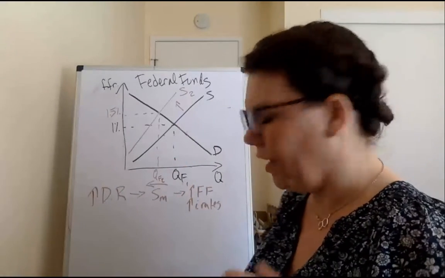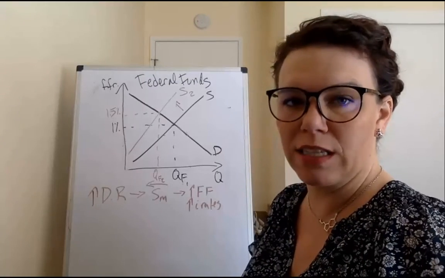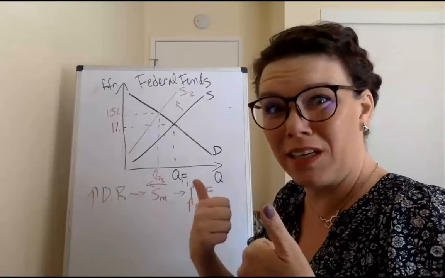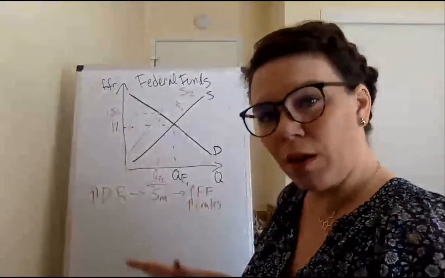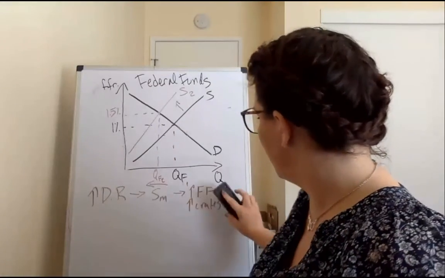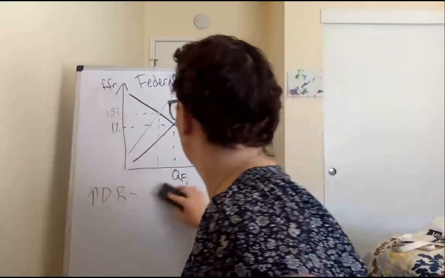Cool? I feel like the reserve ratio we spend a lot of time talking about. The discount rate is pretty intuitive. If you want to raise interest rates, you raise the discount rate. If you want to lower it, you lower it. Open market operations, I think, is a little bit of the more confusing one. So let's go over that one, and we'll look at both examples.